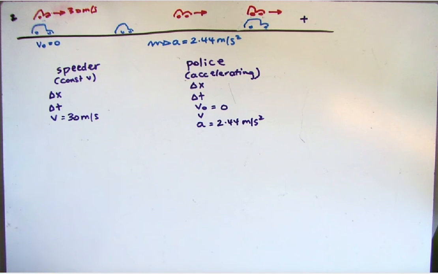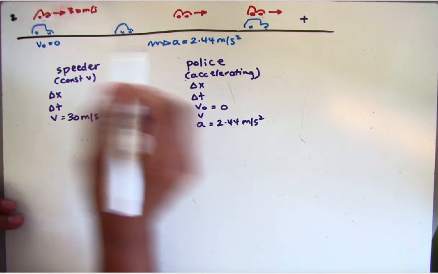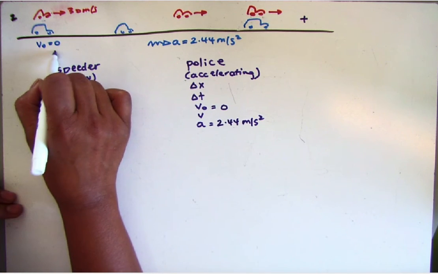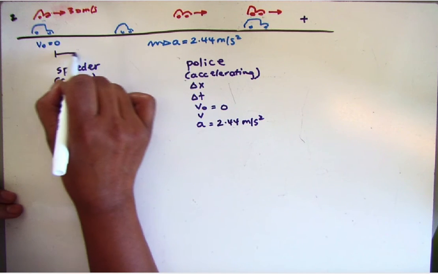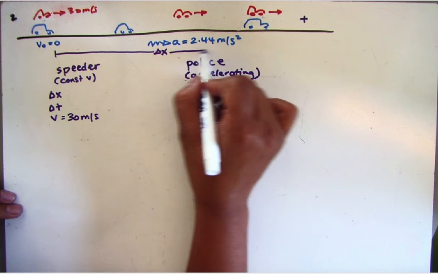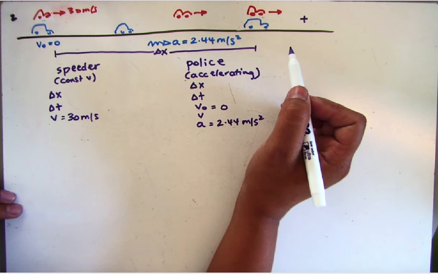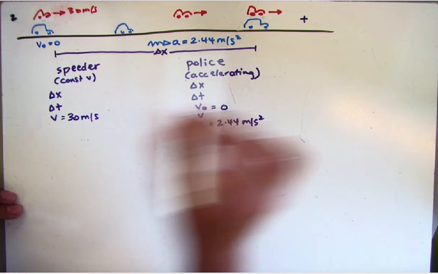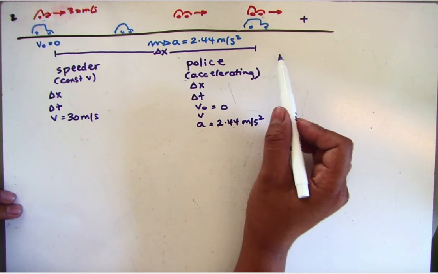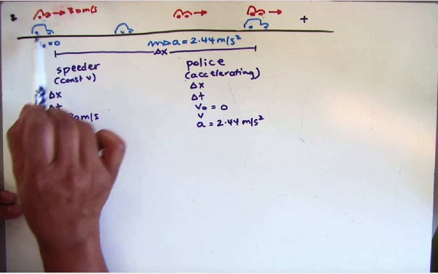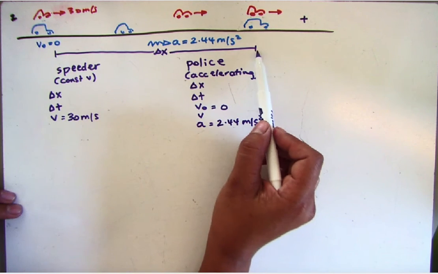What we do know about this problem is that the distance each of these two vehicles travels is exactly the same. It travels a distance of delta x in getting from here to here. It also takes the same amount of time for the police car and the speeder. This is just one time interval. So you can start the clock the second the speeder passes the police car, and then stop the clock the second the police car catches up to the speeder.